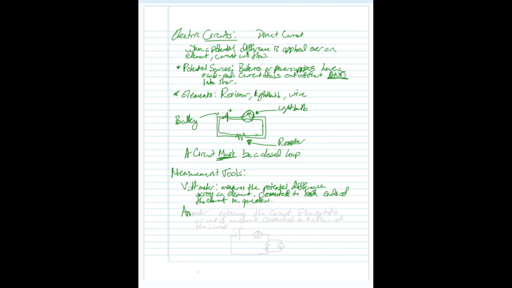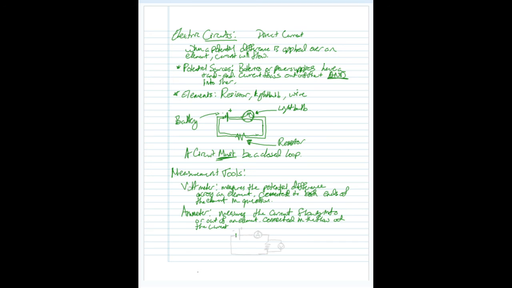Then we have an ammeter. It measures the current flowing into or out of an element. It needs to be connected in the flow of the current. So it needs to be in between the resistor and the element and the rest of the circuit.